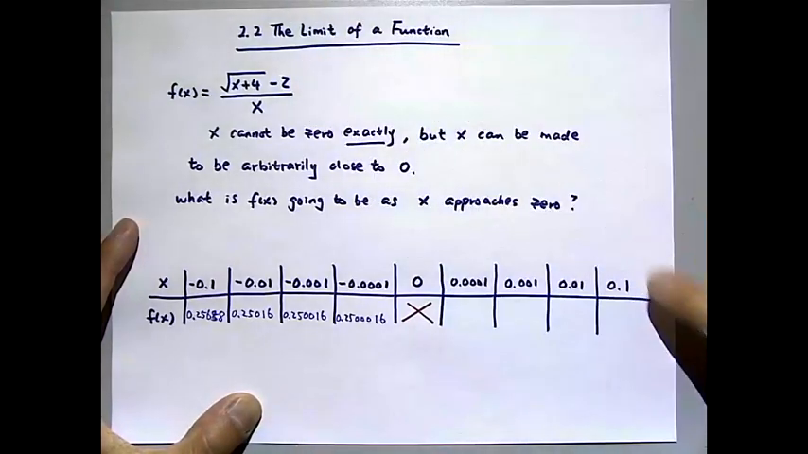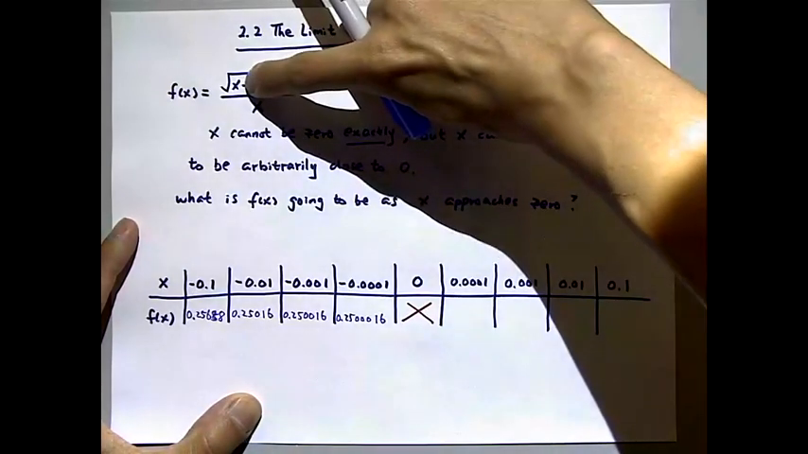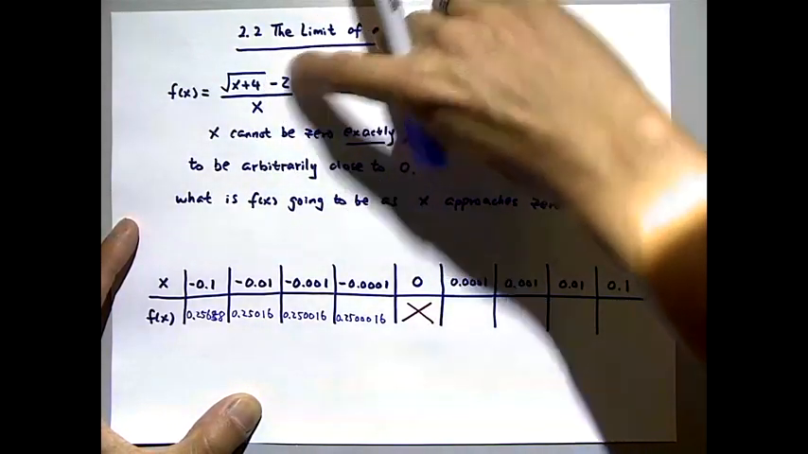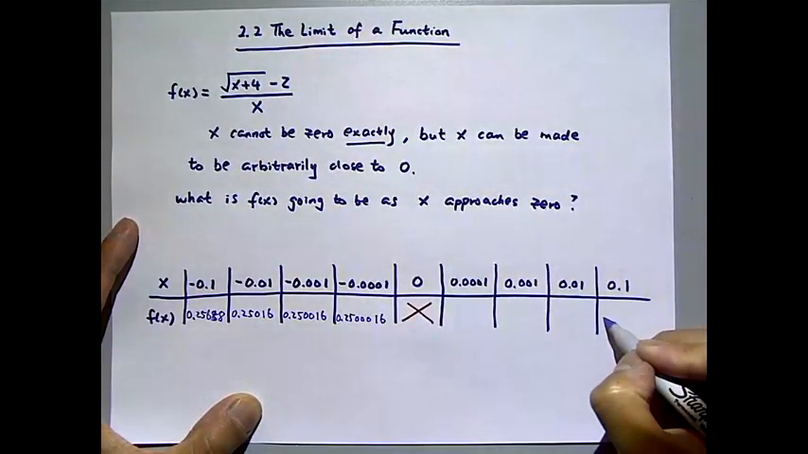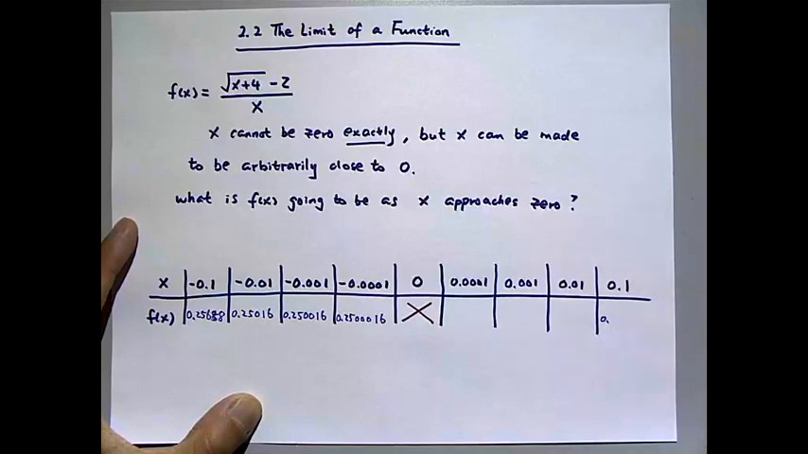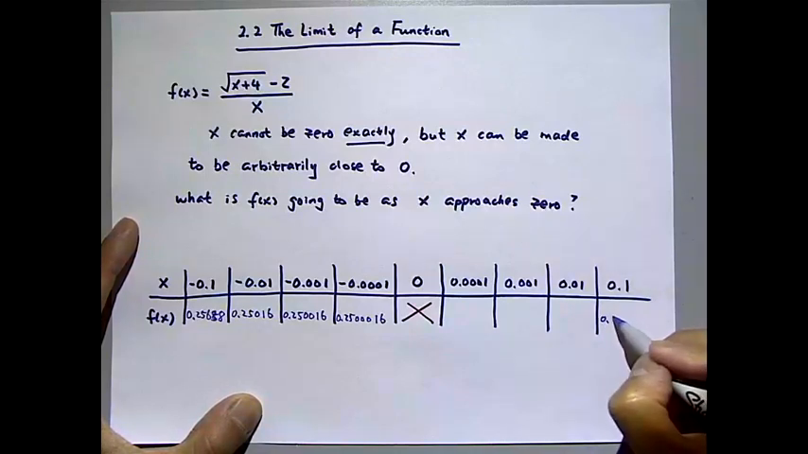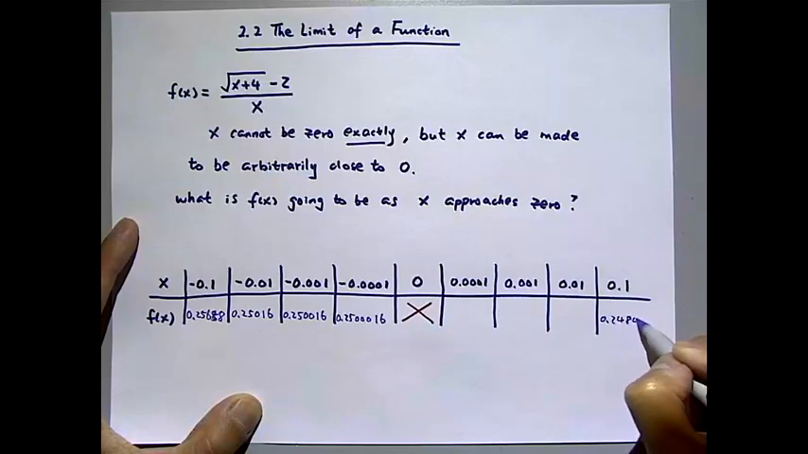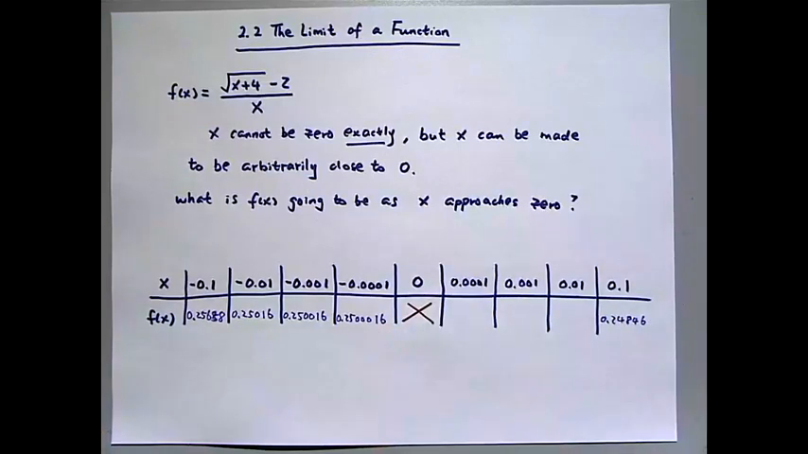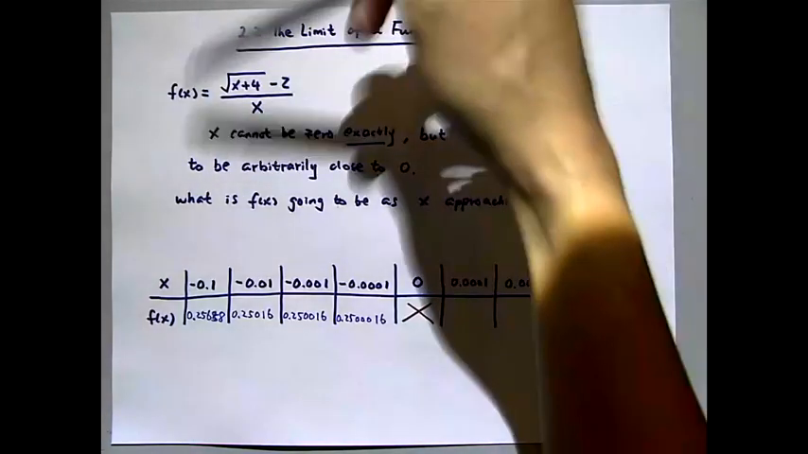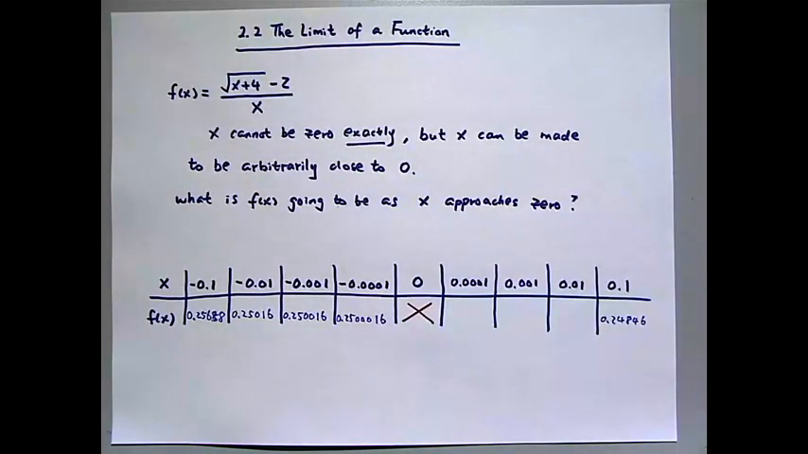And we do exactly the same thing we did before. 0.1 becomes x, and I get the square root of 4.1 minus 2, over 0.1. And I get 0.24846. And by the way, this kind of problem obviously needs a calculator. But on quizzes and exams, we won't have anything. The function and the numbers will be such that you can calculate without using a calculator. But for homework and class examples, these examples are fine.